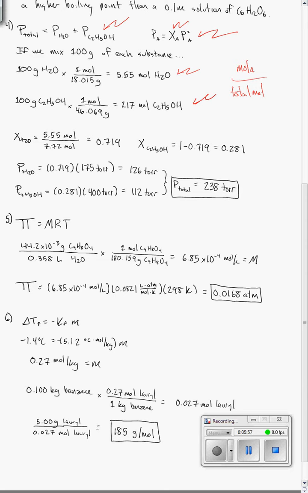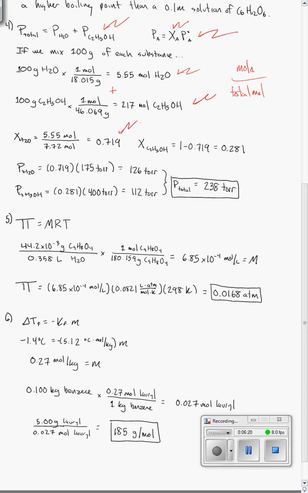So for instance, for water, we've got 5.55 moles of water. We've got 7.72 total moles of our solution. You get that by adding our number of moles of water and our number of moles of ethanol. Dividing our moles of water by our total moles gives us a mole fraction of water of 0.719.